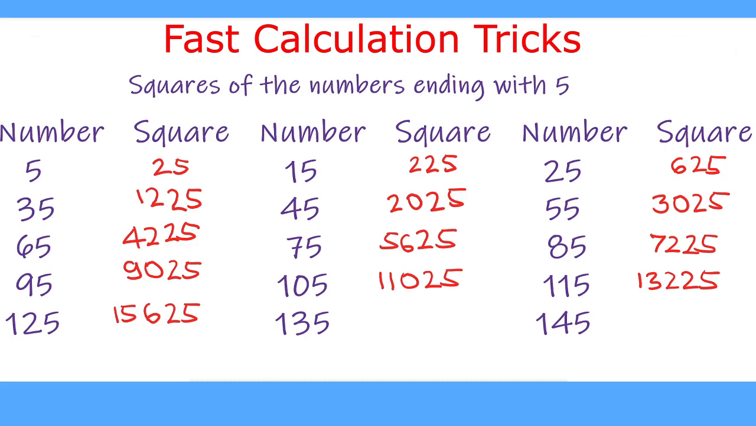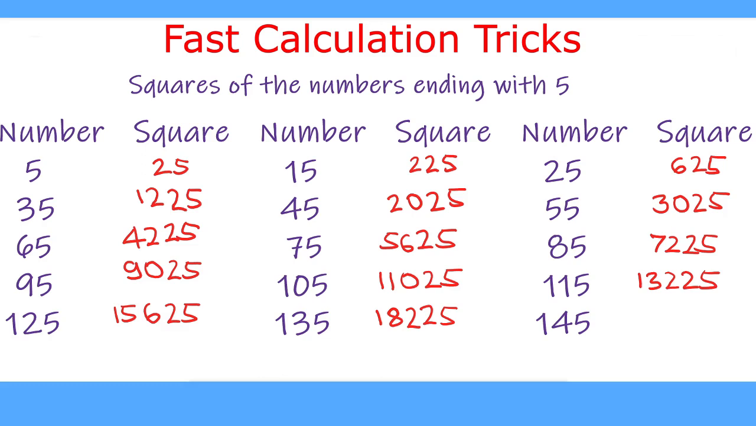The square of 135. After leaving 5, the number is 13. And next higher number of 13 is 14. And 13 times 14 is 182. And after 182, we have to write 25. So square of 135 is 18,225.